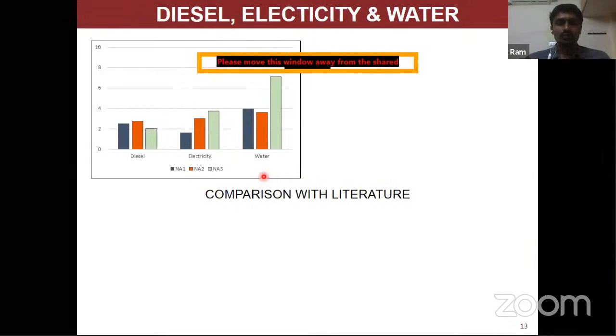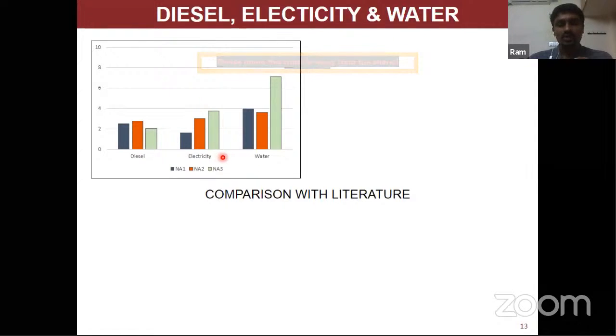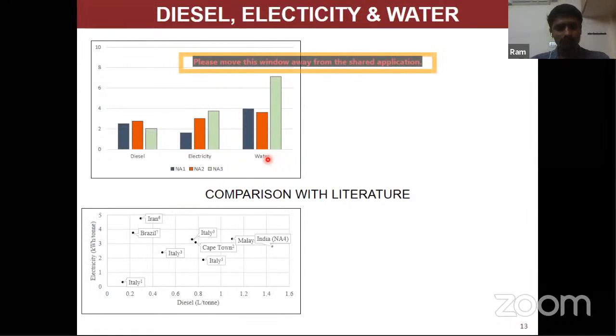Okay, so at the inventory level, for example, in the natural aggregate facility, the diesel consumption is roughly about 2 liters for every ton of production. Electricity is about 3 to 4 kilowatt hours for every ton of production, and water is about 4 to 6 liters for every ton of production. If we compare it with the literature from across the world, while diesel consumption is slightly on the higher side in India, the electricity is roughly comparable across the world. For example, it is comparable with Brazil, Italy, and South Africa.